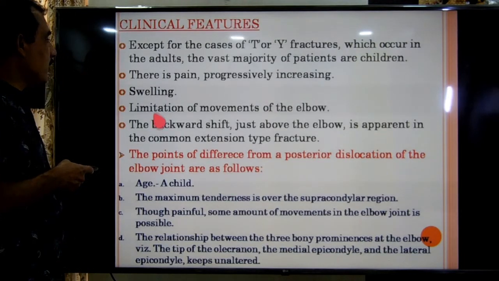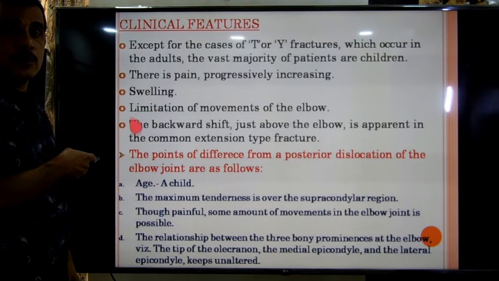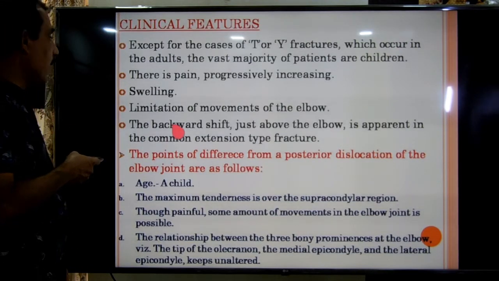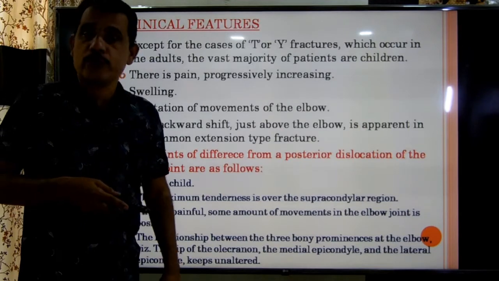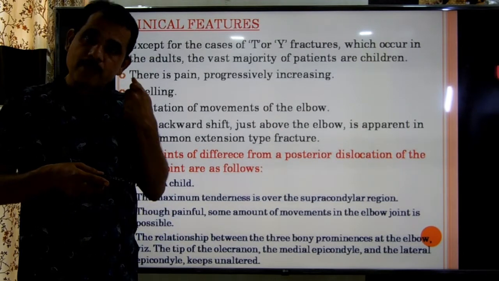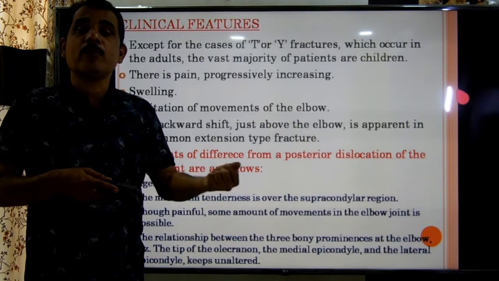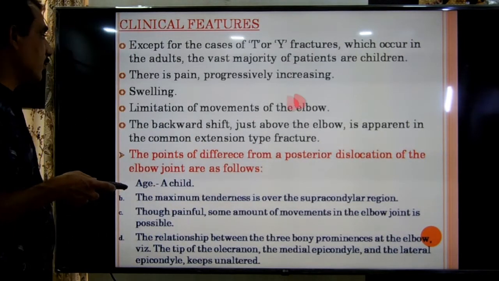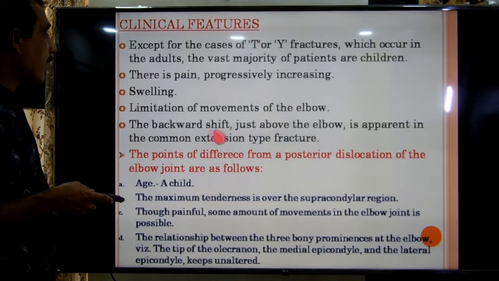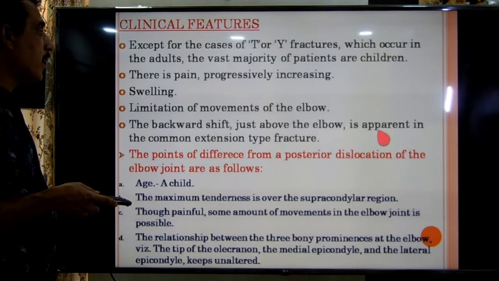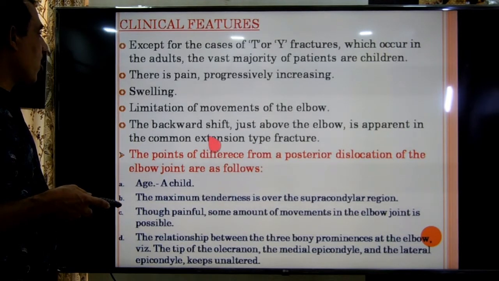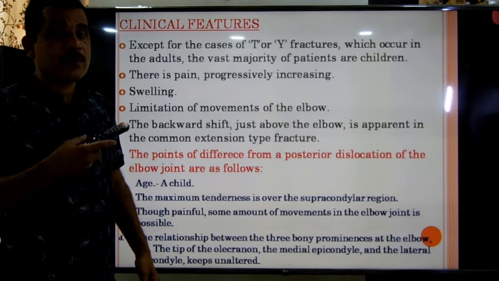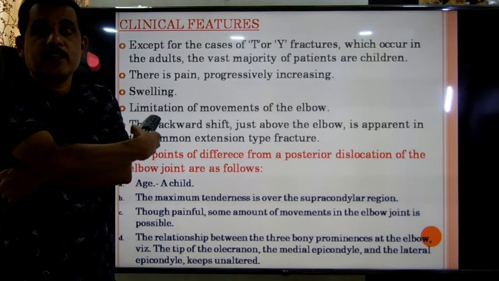Third, swelling. The swelling around the lower end of the humerus at the supracondylar region is maximum. Then limitation of the movements of the elbow joint. The person can perform the movements, but they are limited, and these movements may be painful. Then a backward shift just above the elbow is apparent in the common extension type of the fracture, and the deformity is that of angulation.